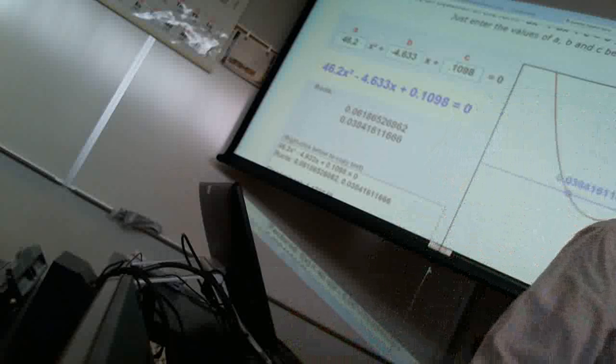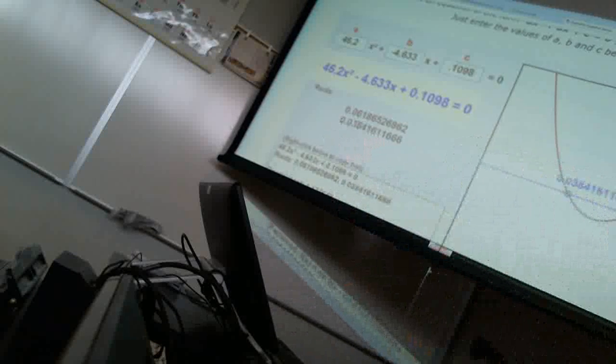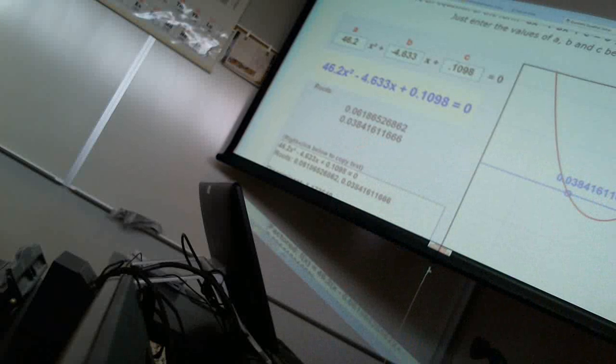Well, here it is. So we get x is equal to 0.06186. Actually, how many sig figs are we allowed? We're allowed 3, so let's go ahead and use them. 0.06186 or 0.03841.